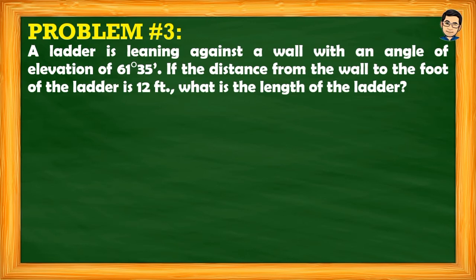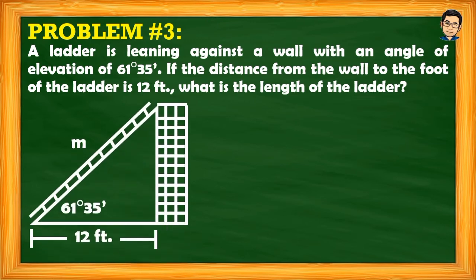So, ito siya, using illustration. Ayan, yung hagdan natin. Nag-form po siya ng angle of elevation na 61 degrees and 35 minutes. And then, ito yung base nung pader. And then, ito naman yung foot ng ladder. So, yung distance from the wall to the foot of the ladder is yan, 12 feet. So, ang tanong natin, gaano daw kahaba yung hagdan?